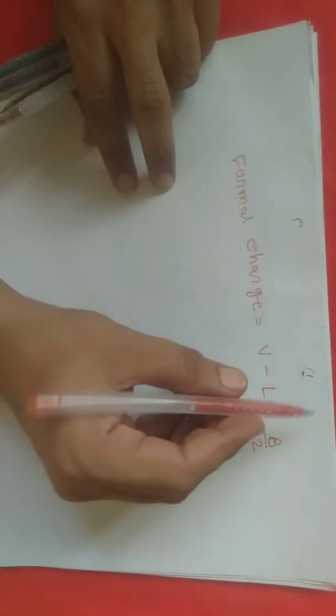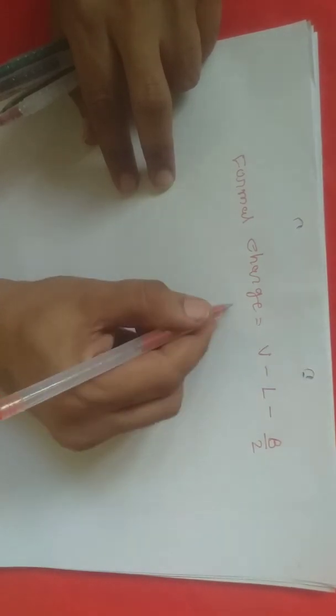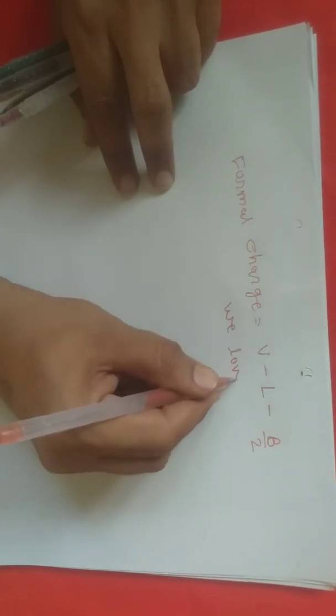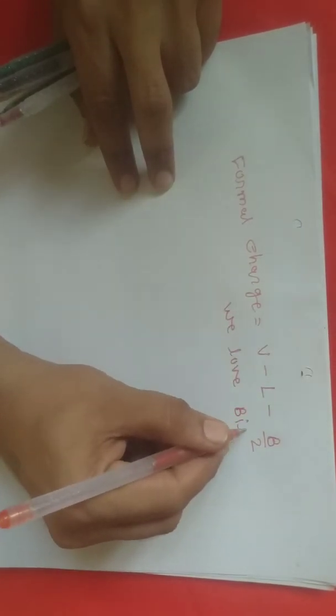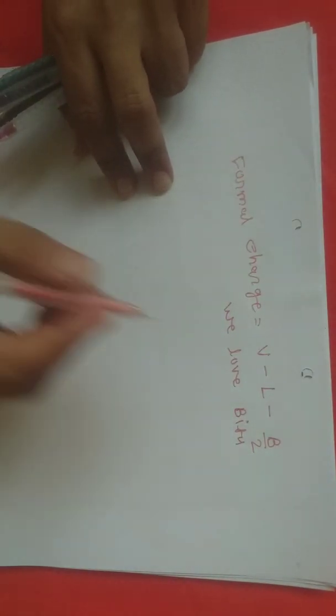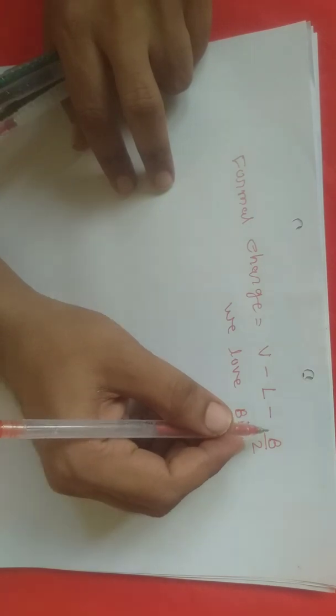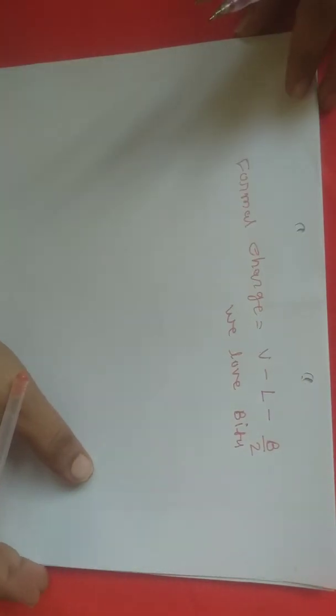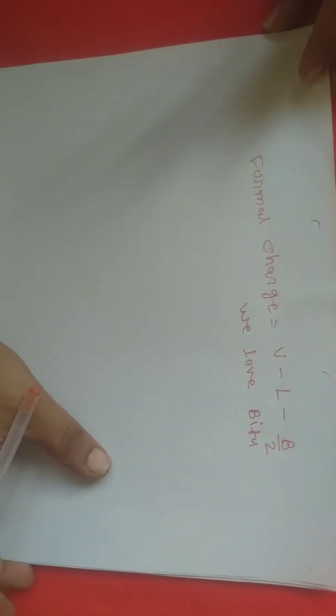Mnemonics for this is V love B2. V love, B2. B2 means B by 2. Right? This is the mnemonic through which you can remember it by such small and short tricks.